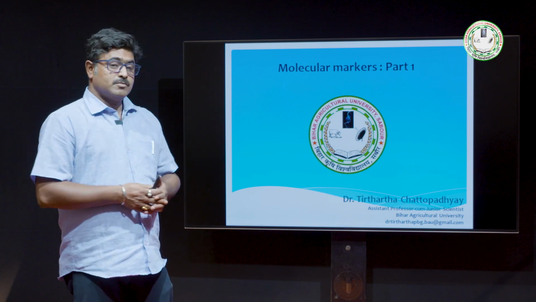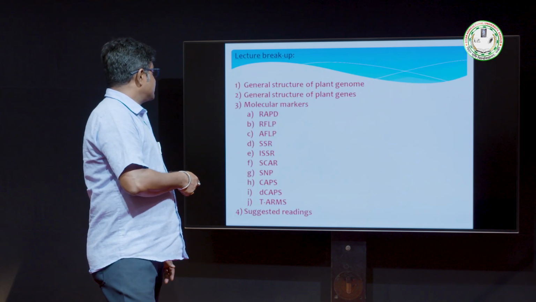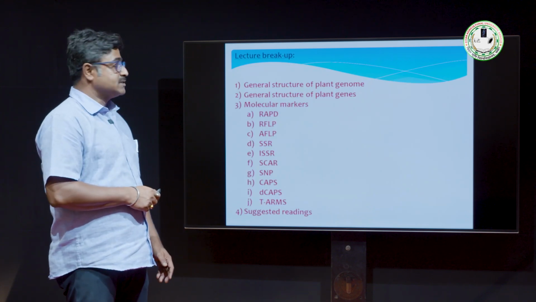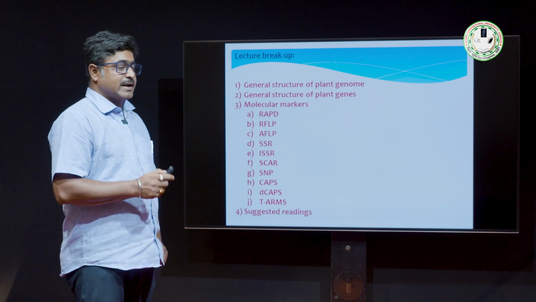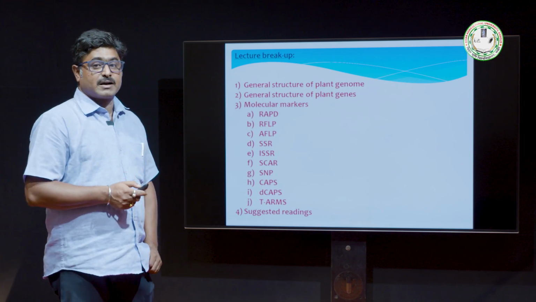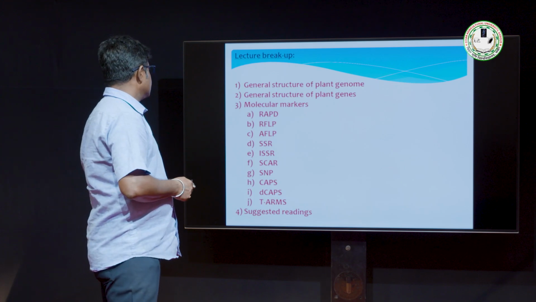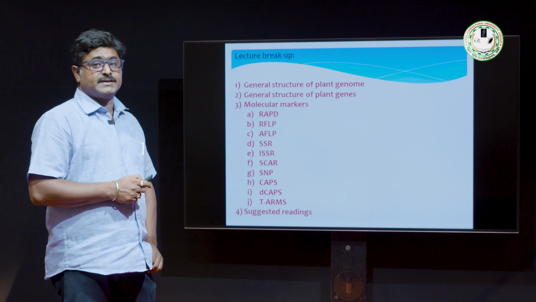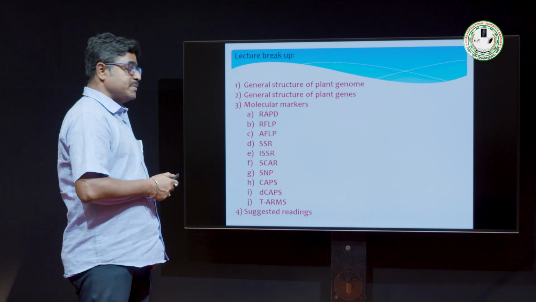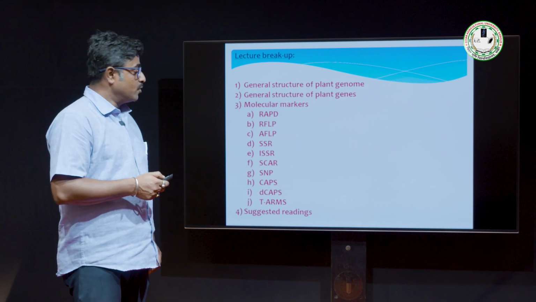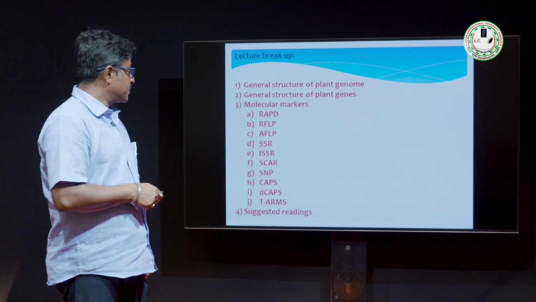So first, I will be showing the breakup of this lecture, which contains mainly 4 parts. The first part is the general structure of the plant genome. Without understanding this, you can really not understand how the molecular markers can actually work. Next is the general structure of the plant genes, and third I will be discussing the 10 basic types of molecular markers starting from RAPD to T-arms, and I will be giving you some readings for those who are interested in further knowledge in this aspect.